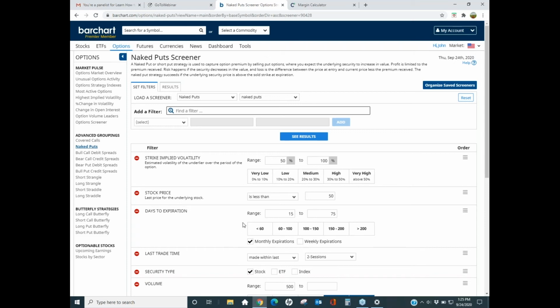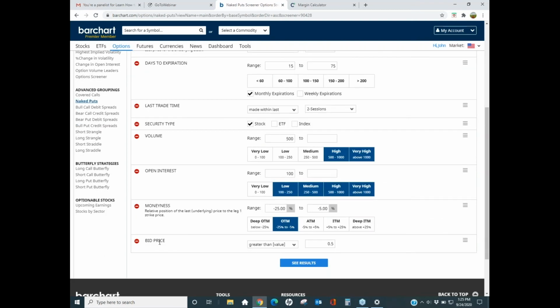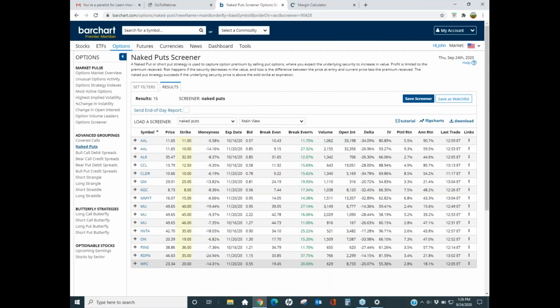And the other variable that I have down here is my bid price. I want to look for bid prices of 50 cents or greater. Now, why I do this is because I don't want to chase nickels and quarters. I want to look for some greater rewards, right? Think about if I have a $50 stock and I take in 50 cents, that's 1%. That's kind of that threshold where it allows me a potential return for that trade.